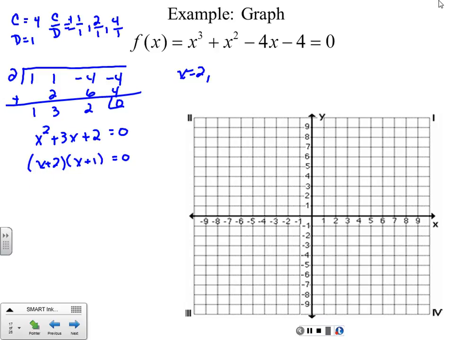And again, if you don't want to factor, that's fine. Just know that quadratic formula. So your other solutions are -2 and -1. So we have one at -2, we have one at -1, and we have one at 2.